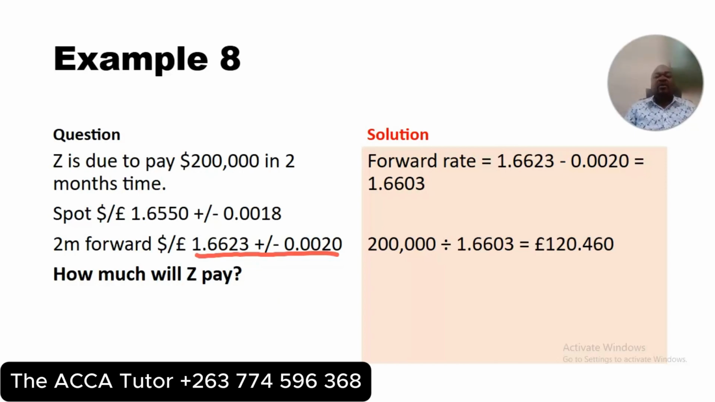Okay, how much will Z pay? All right, this time the forward rate is given. All we then need to do is to pick from the forward rate straight and ignore the spot rate. This time it's not necessary. Why? Because we have been given the forward rate plain and explicit. So we just have to pick the right figures, adjust them accordingly, and solve the question.